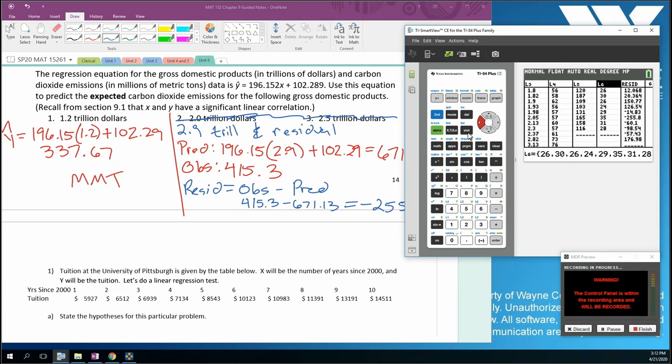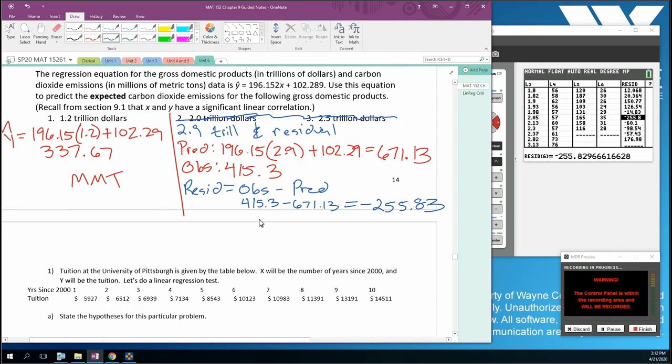Probably have been better. So if I go to 2.9, I know it's a little off here. So the residual is negative 255.8. So it does show the residual, which is pretty nice here.